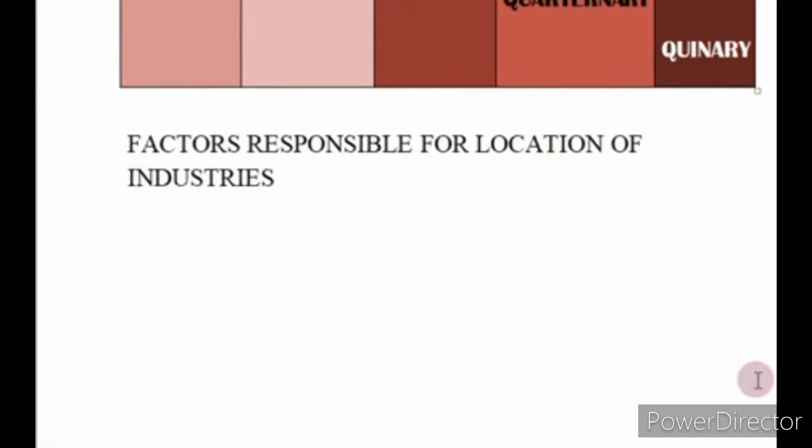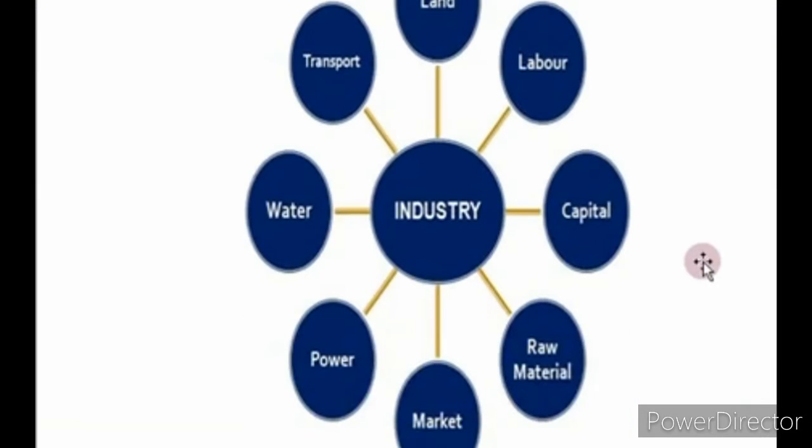Factors responsible for the location of the industries. Industrial locations are complex in nature. They are influenced by the availability of many factors. Let us see one by one. Land. The site selected for the establishment of an industry must be flat so it can be well served by different modes of transport. Labor. Availability of cheap and skilled laborers is another important requirement for the labor-intensive industries.